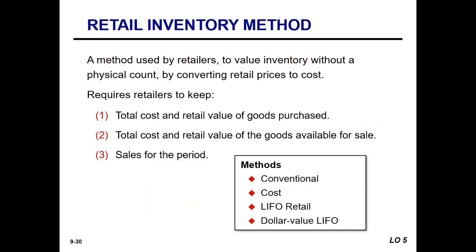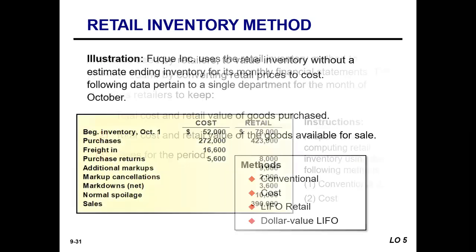Okay, retail inventory method. Again, just like with the gross profit method, this is a method used by retailers to value inventory without a physical count. It requires retailers to keep total cost and retail value of goods purchased, total cost and retail value of goods available for sale, and sales for the period.